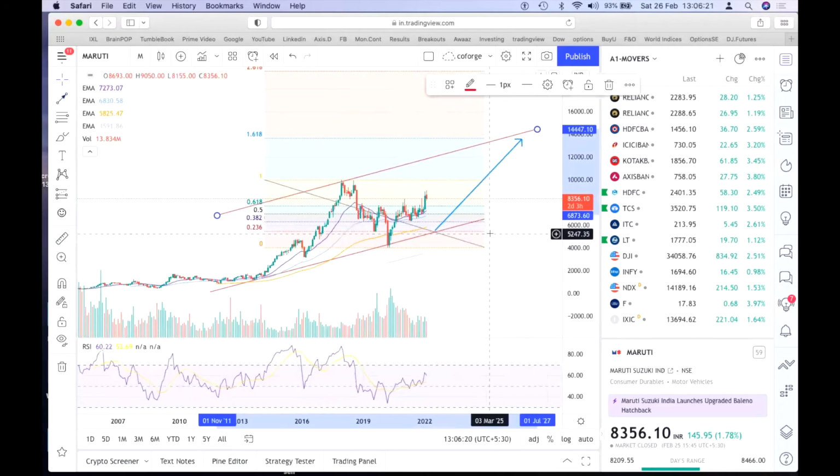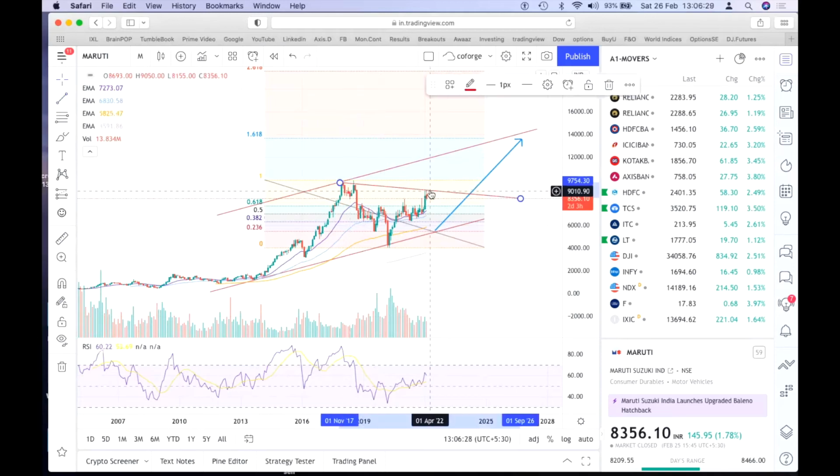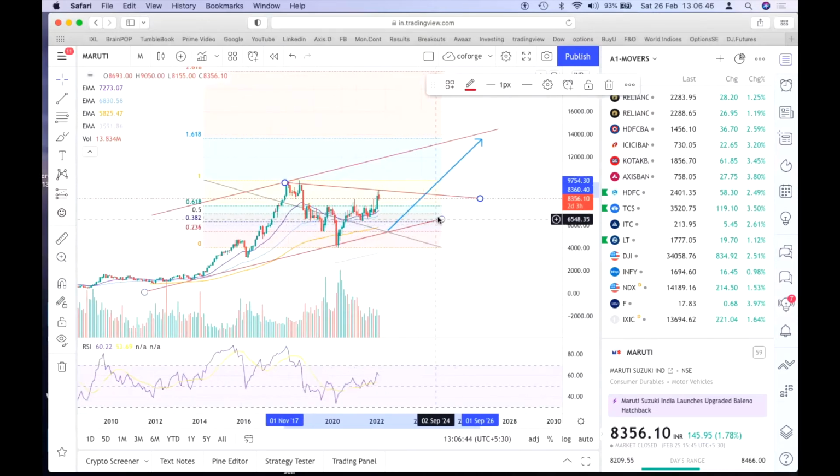So this gives me an indication now, if it breaks this zone, this zone which is a resistance, it will go all the way over here. The other way to look at it is, next time when it comes over here, I should just buy it because I'm a long-term investor. On this red line, whenever it comes in, I must buy it because I'm a long-term investor, and sit tight. In a couple of years, it has to go over here.